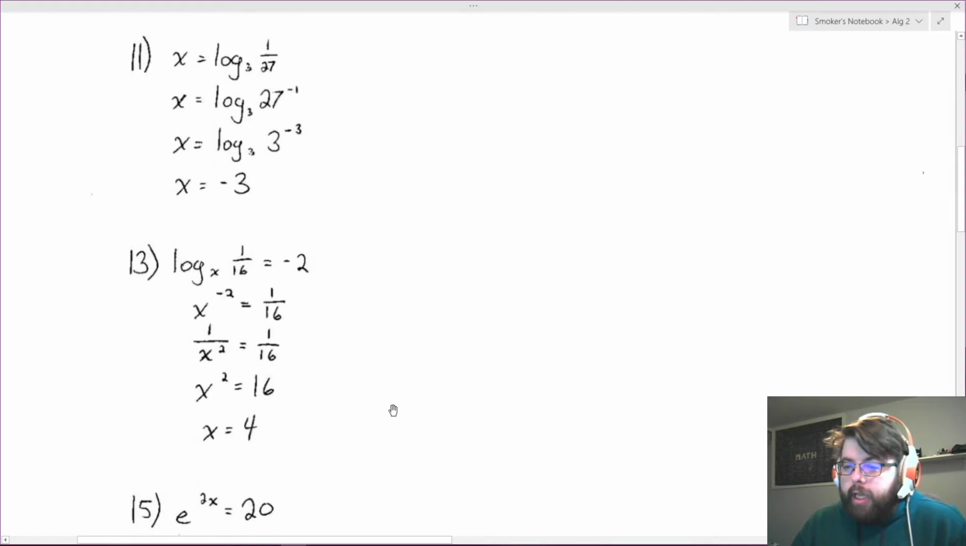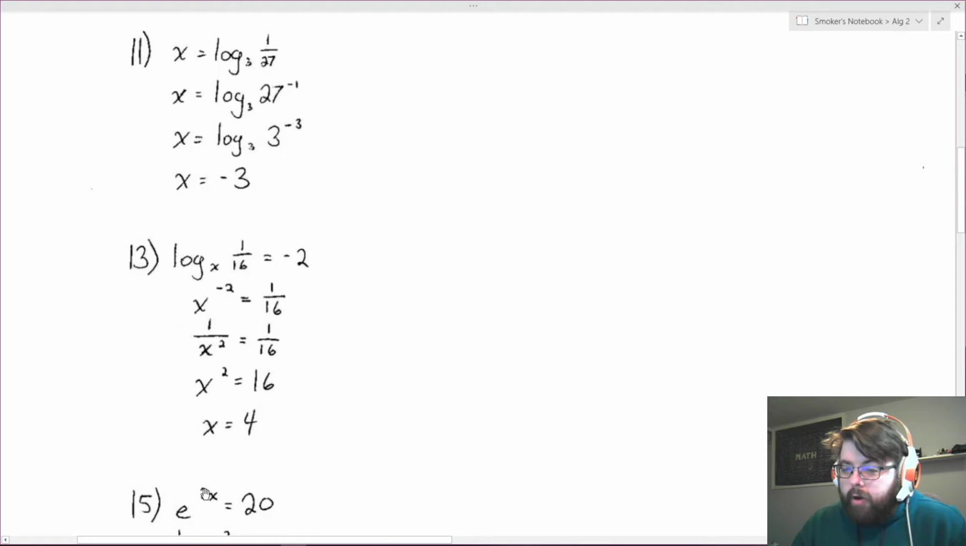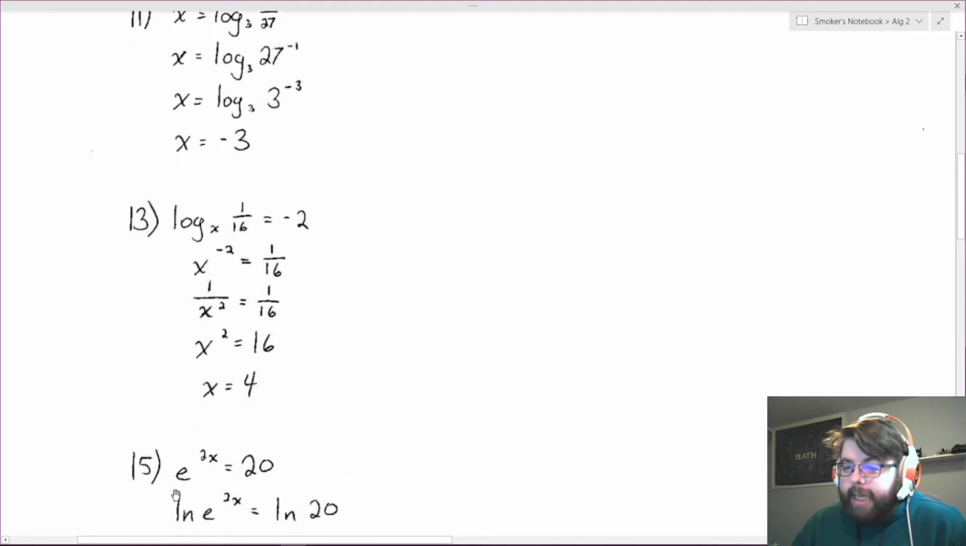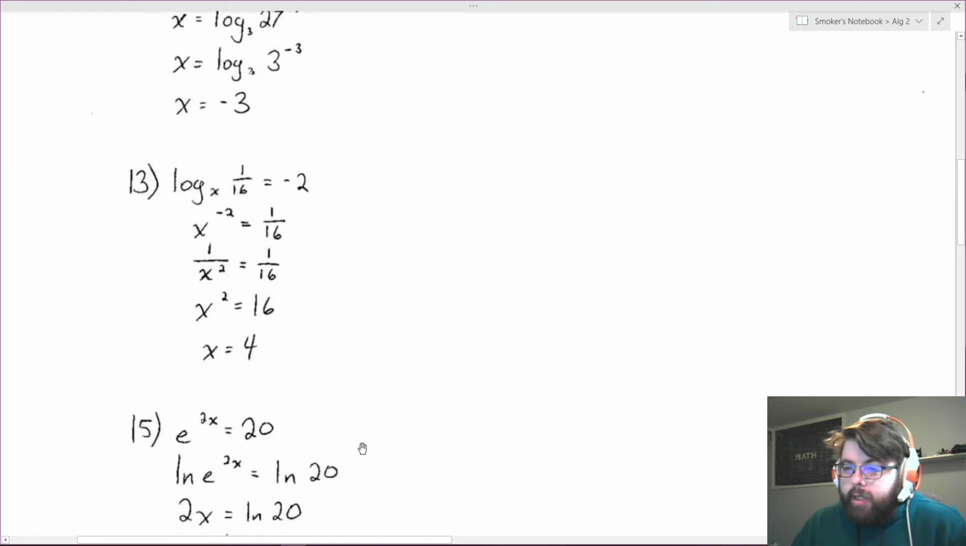This is e to the power of 2x is equal to 20. This is a base to a power equals a number. You can convert this to logarithmic form or take the ln of both sides, either way. I'm using ln because this is base e. If it was a base 2, I could just do log base 2. If it was a 10, I could do common log. Either way, this ln and this e will cancel out and leave you just 2x equals ln of 20.